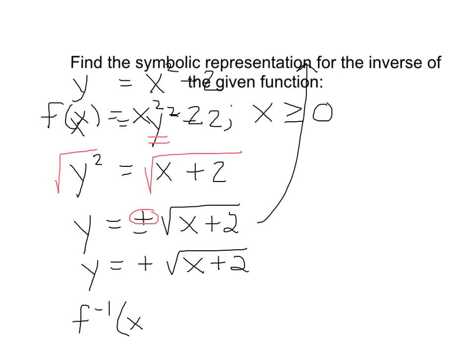And then one final little step is to replace y with the symbol for inverse, f inverse of x, with that little -1 exponent. It's not an exponent, it goes with the function, and that would equal positive square root of x plus 2.